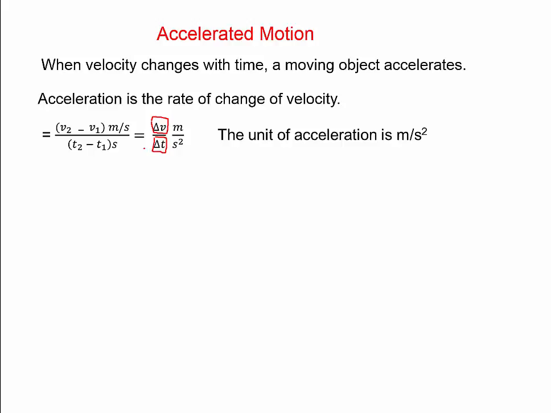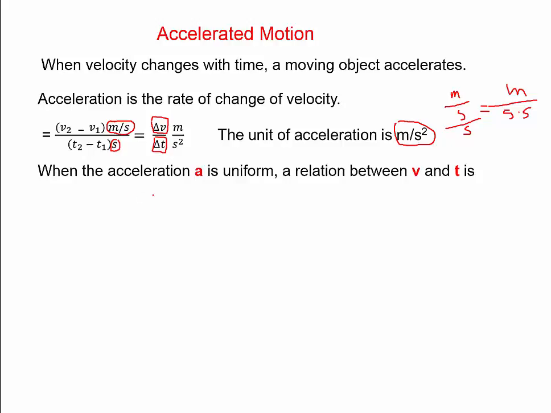Now, what is the unit for measuring acceleration? Look at the numerator here. The change in velocity is measured in meter per second, and the change in time is measured in second. What is meter per second divided by second? Now, look at this. Meter per second divided by second is actually meter per second times second in the denominator. It is meter per second squared. So the unit of acceleration is meter per second squared.